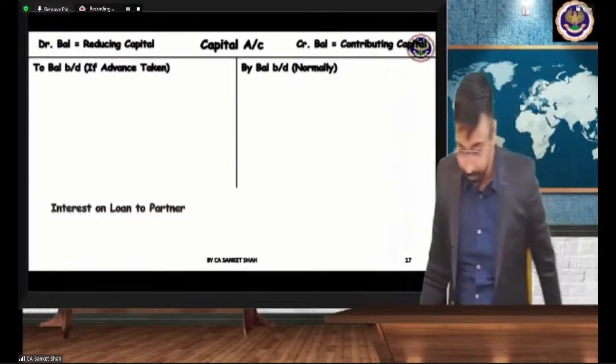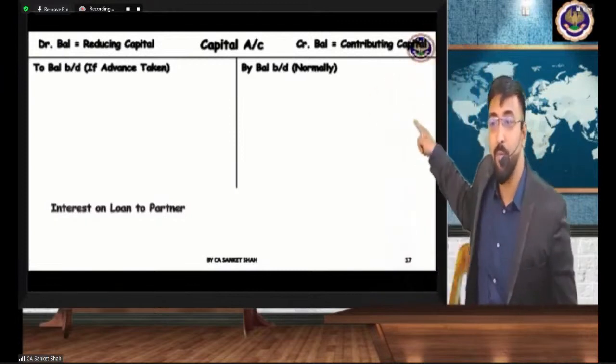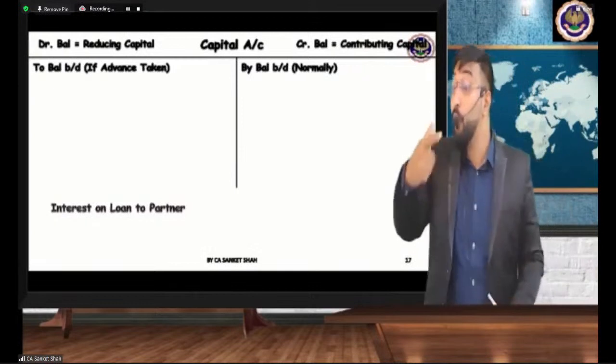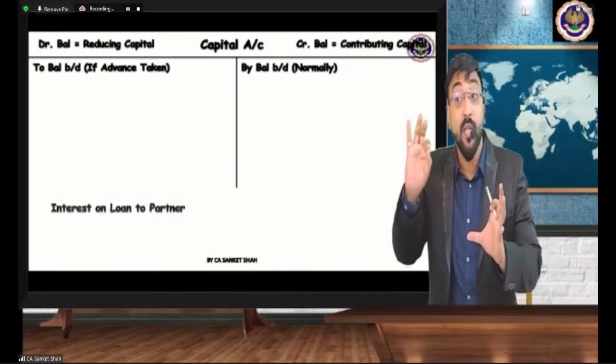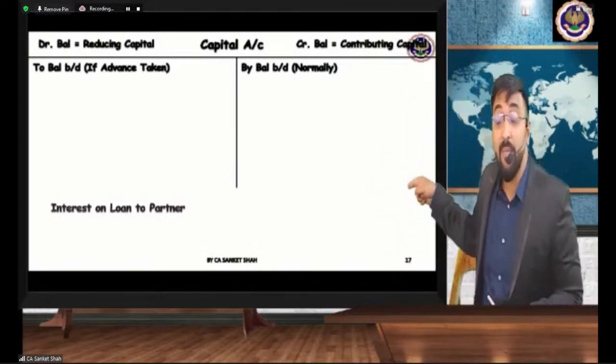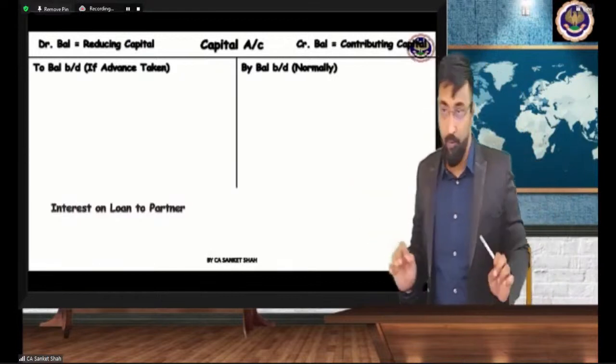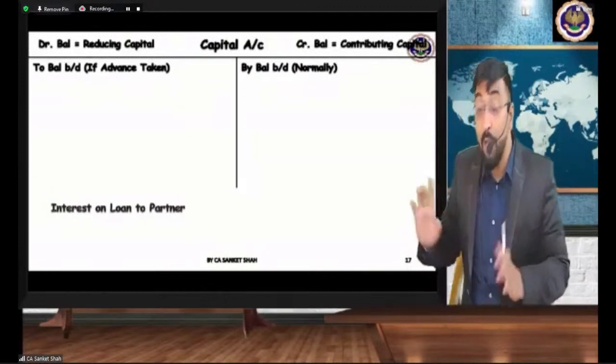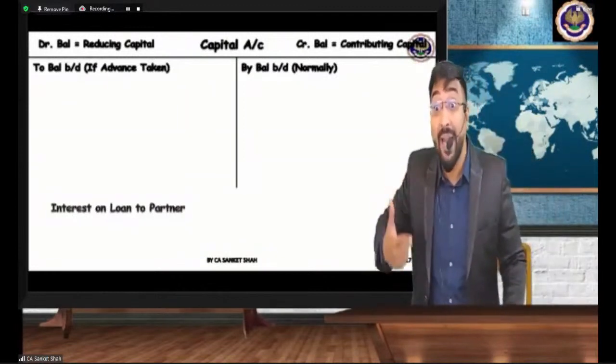So capital account by balance brought down and to balance brought down if loan is taken. Now you have to understand. I will give some time for thinking. Now tell me, interest on loan. Understand this concept carefully. Now I will be very slow because now I want to tell you all entries.